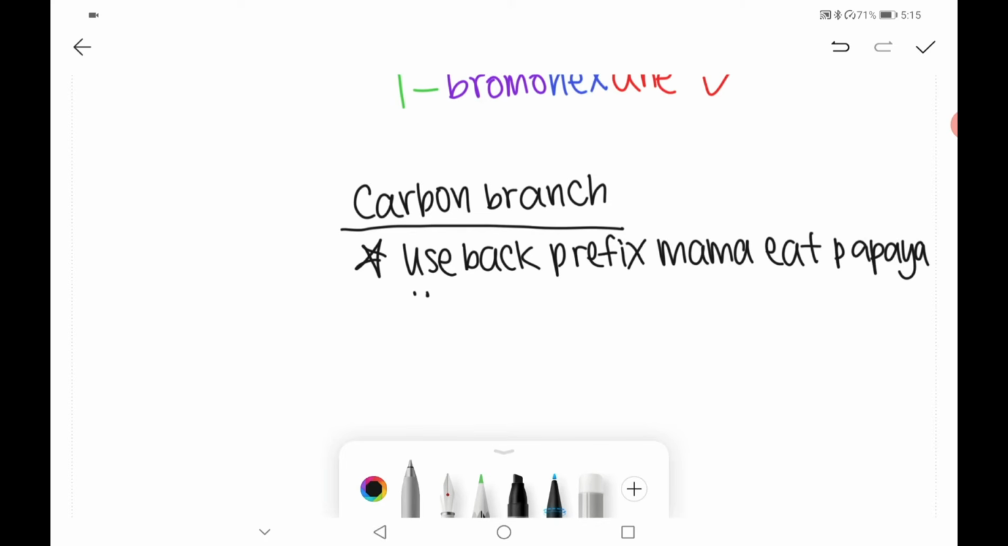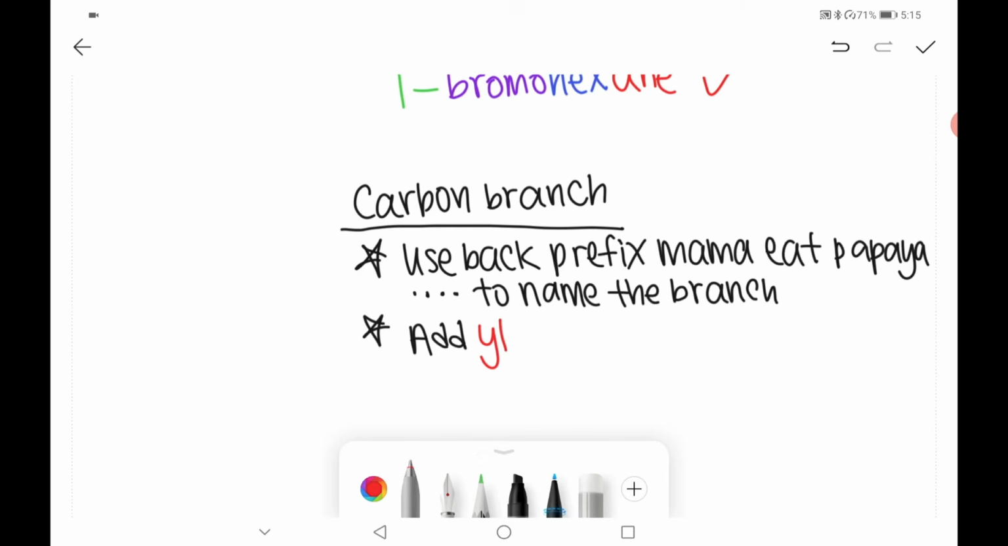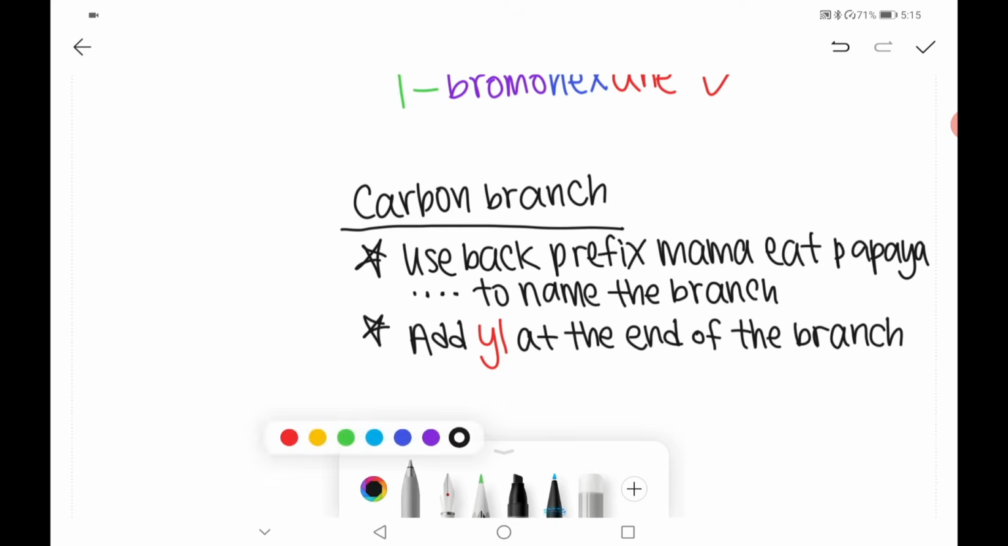Okay, all right, and then you need to add a very important letter. You need to add YL. You need to add the letters YL at the end of the branch. At the end of the branch you have to add the word YL. Okay, what do we mean?